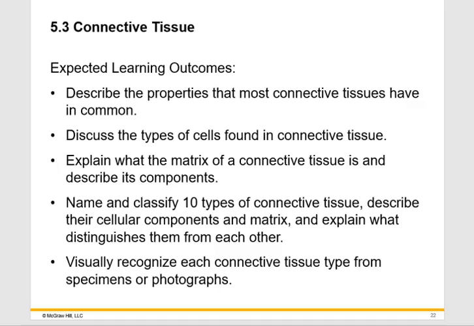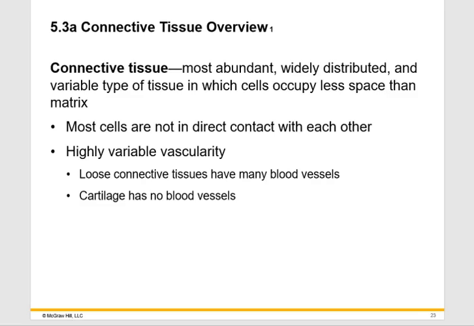The name connective tissue tells us that very often connective tissue has the function of connecting other types of tissue together. When we form organs that develop into organ systems, those organs are almost always going to have some connective tissue found within that organ. Connective tissue is by far the most abundant and widely distributed tissue type in the body.